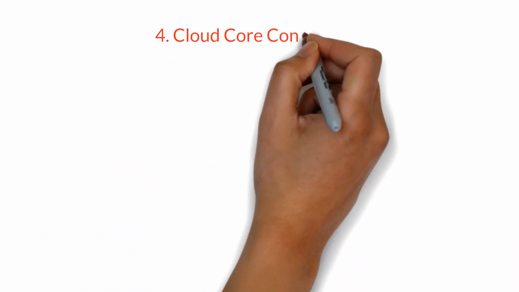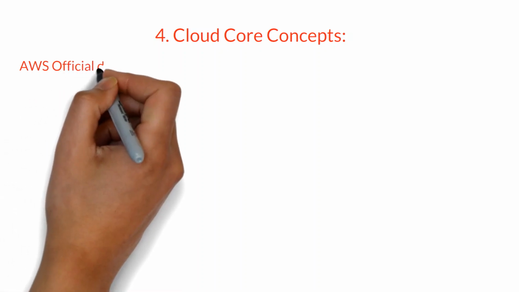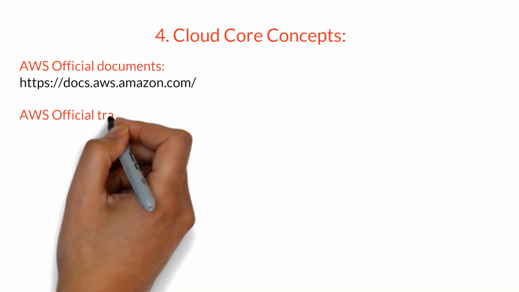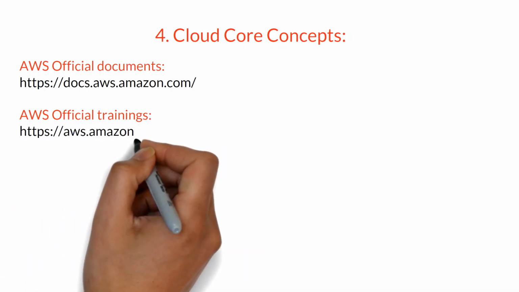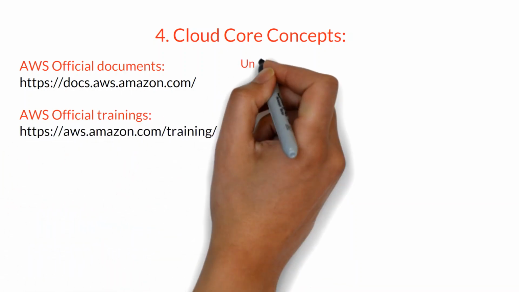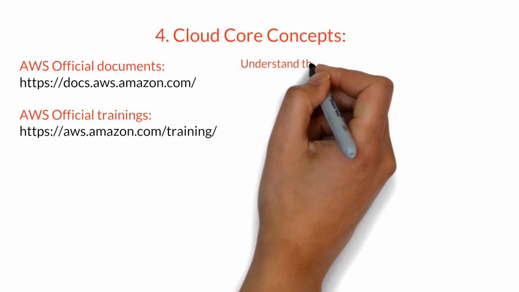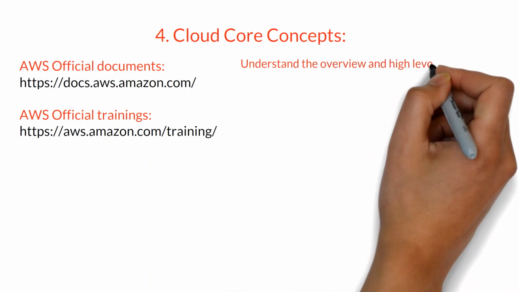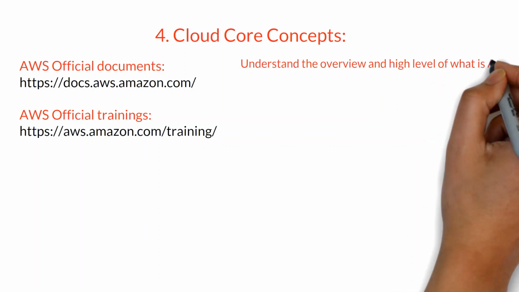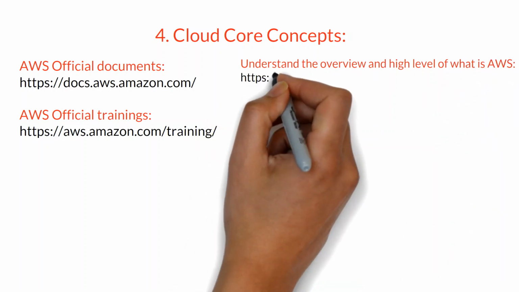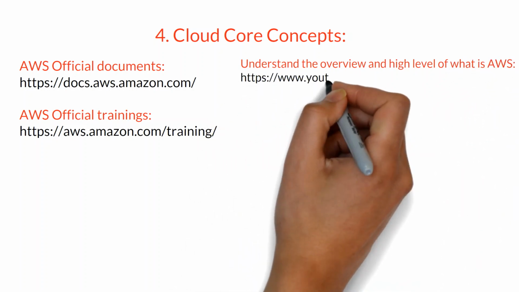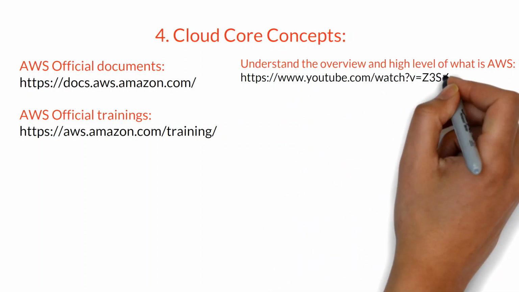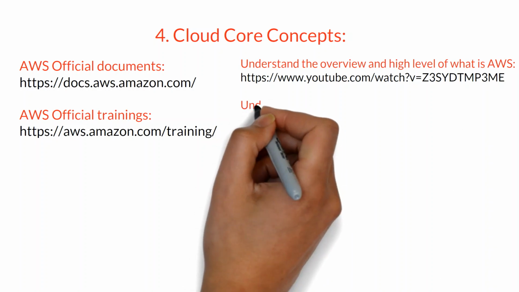Then cloud core concepts. At any point of time, the official documentation is the best source. You can follow the documentation at docs.aws.amazon.com or the official trainings as well. There are some free trainings available from AWS, so you can register and do the trainings. Understand the overview and high level of what AWS is. This is a very good channel, a 40 minute video, so that you understand all the services and the resources available in AWS. That is a very good topic.